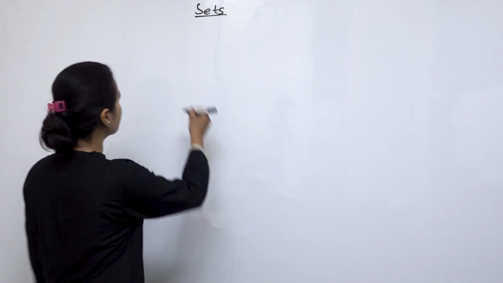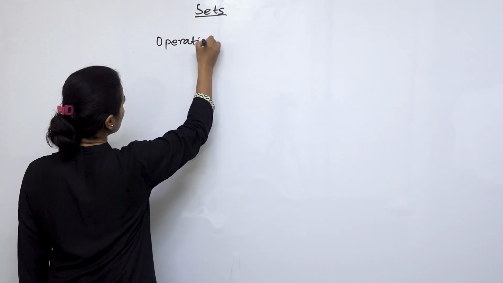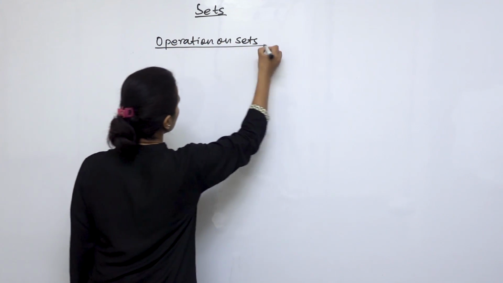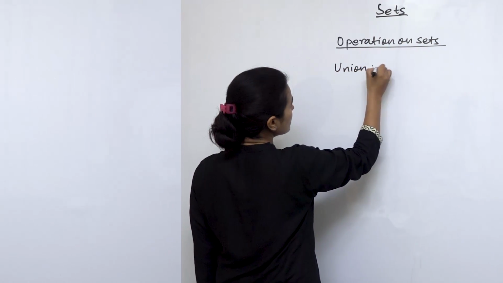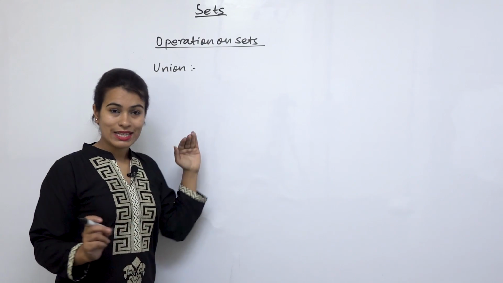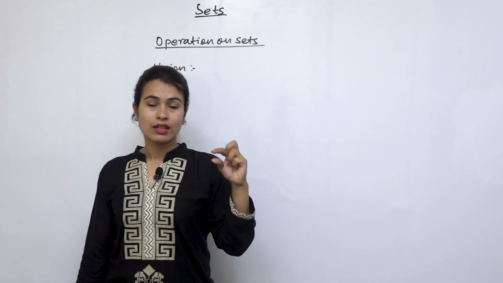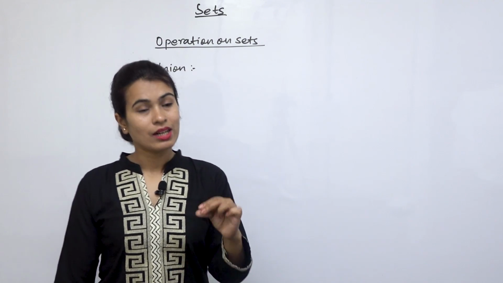Let's discuss operations on sets. Union of the sets. The union of two sets consists of the members that lie either in A or in B or in both.